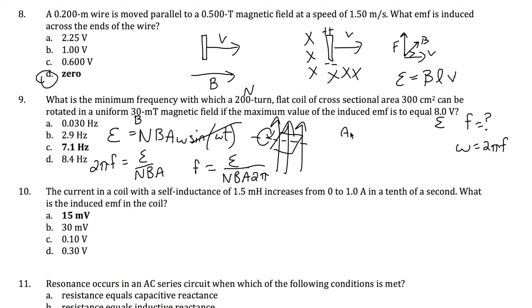300 centimeters squared is going to end up being 0.03 meters squared, because you're going to have that factor of 10 to the 4 like I showed in a previous example, because 100 squared centimeters squared equals 1 meter squared. You have to use this as your conversion factor.